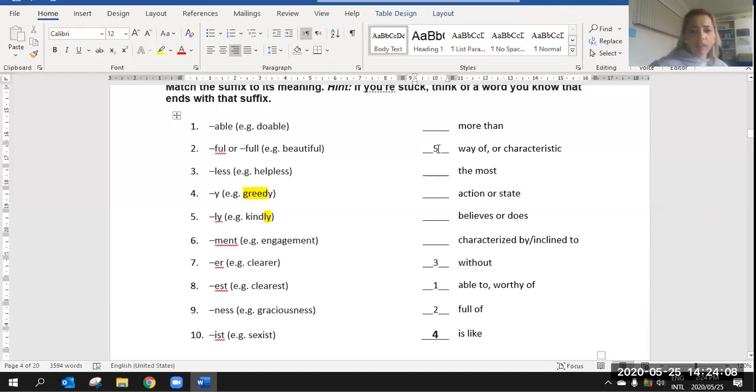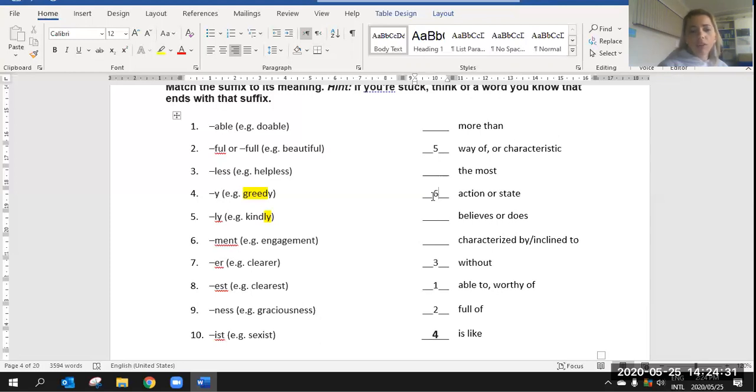Then number 6, ment, meant, engagement. So when I can be engaged, or I can have an engagement. And there if I look at more than, no, the most, no, but action or state, that seems to fit, definitely engagement. When I'm engaged and I have an engagement, it's an action or a state.